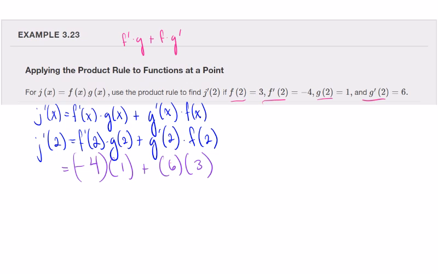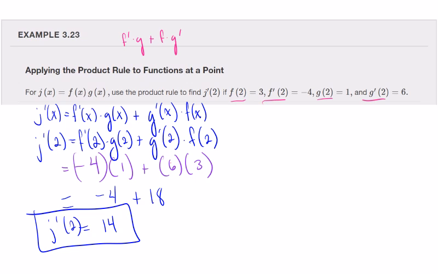Right, and so now it's just some computation. Negative 4 times 1 is negative 4. 6 times 3 is 18. Negative 4 plus 18 is positive 14. So that's what j prime at 2 is equal to. All right, so that's how we can apply the product rule.